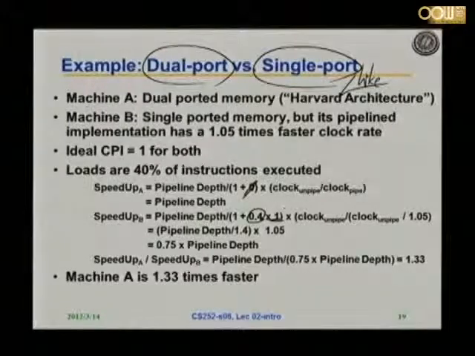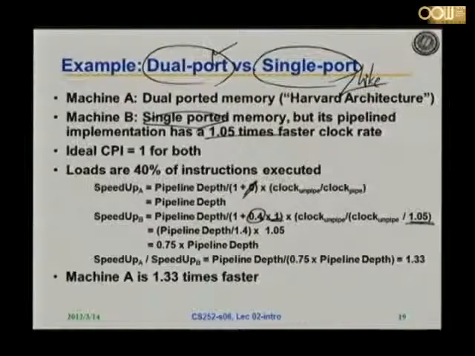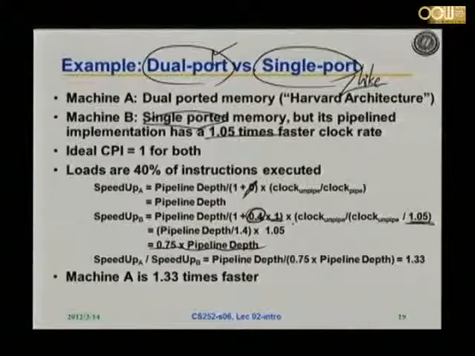And even if the clock rate is faster, you see, single port has a faster clock, because dual port memory is more clumsy, so its access time is longer. Okay? So single port memory, even though the clock rate is higher, there may be stall cycles, so the final result is only 75% speed up of machine A. Okay, that's a very simple example. So any question up to here?